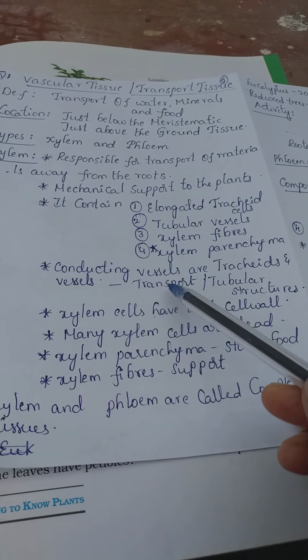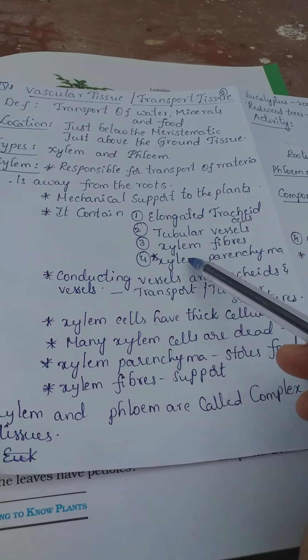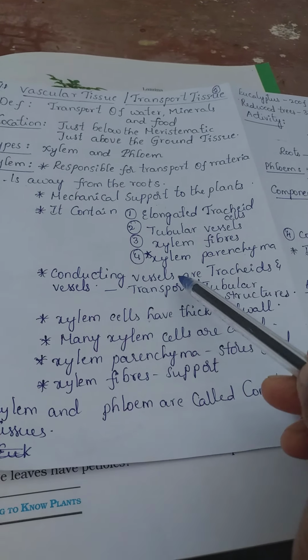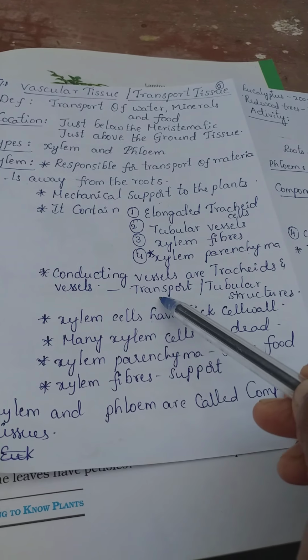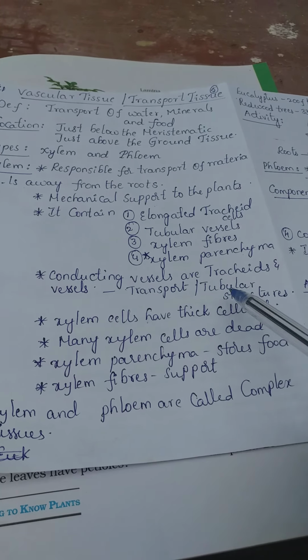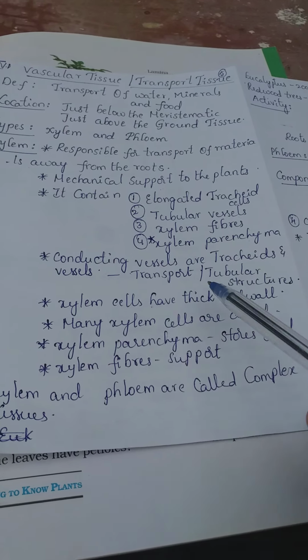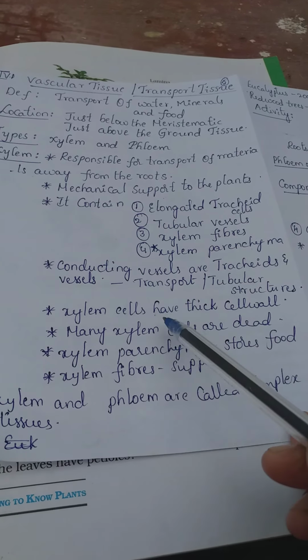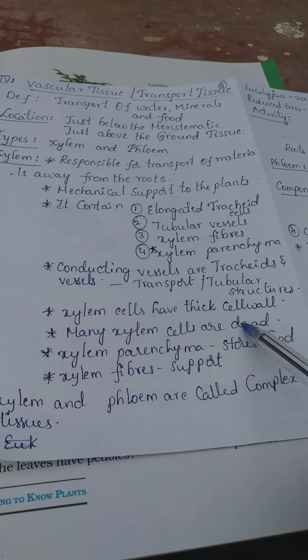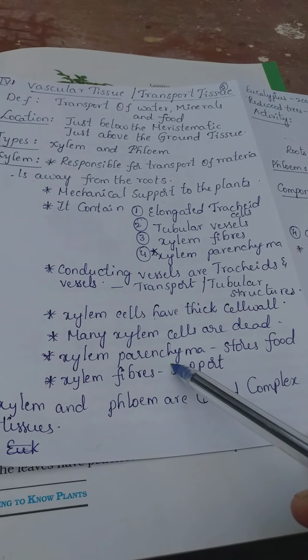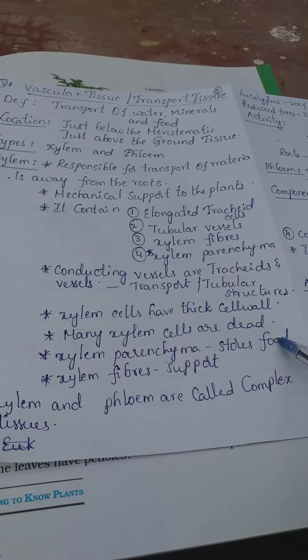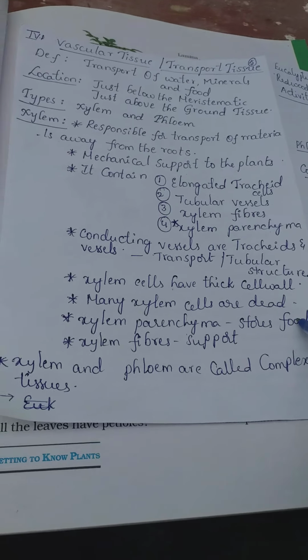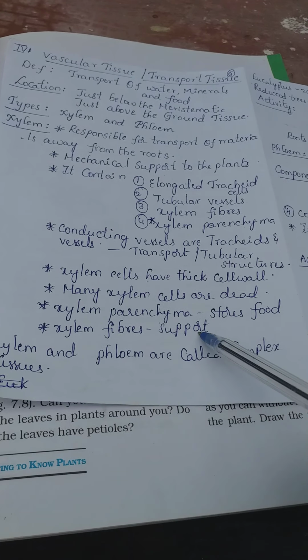Next, among these four components, the conducting vessels are tracheids and vessels. They are useful for transportation because of their tubular structures. All xylem cells have a thick cell wall, and many of the xylem cells are dead. Xylem parenchyma only stores the food material because of its living nature, and xylem fibers give support.